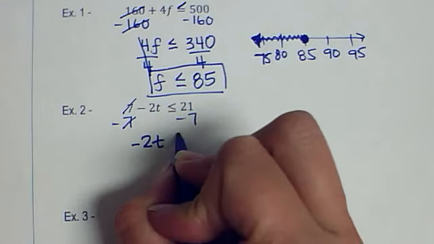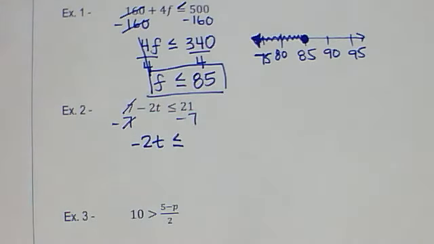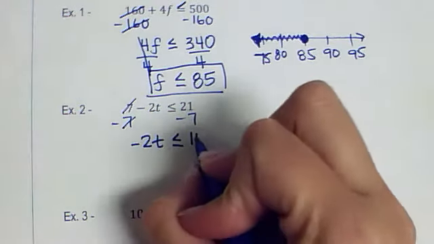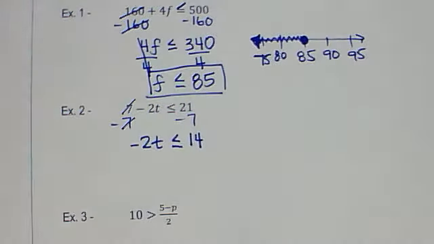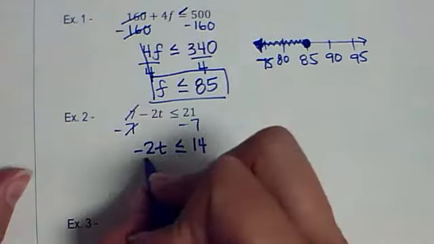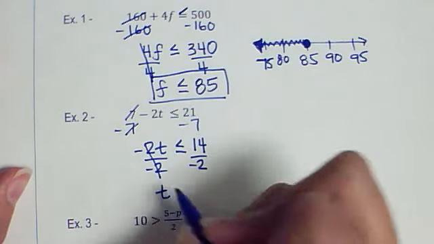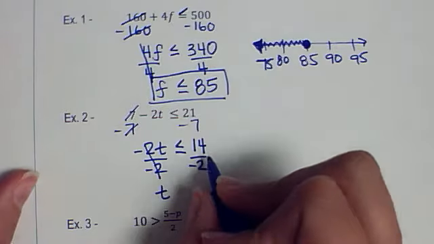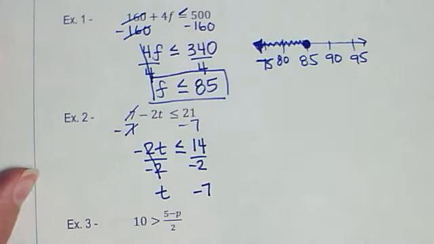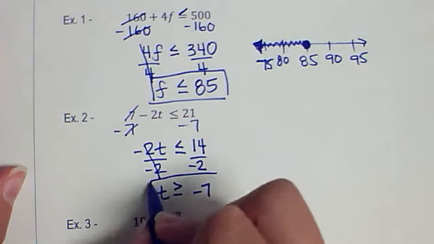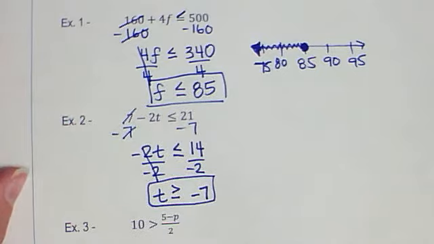Then we've got negative 2t is less than or equal to 21 minus 7, which is 14. Now to get t by itself, it's being multiplied by a negative 2, so I'm going to divide by negative 2 on both sides. I've got t. 14 divided by negative 2 is negative 7. Because I divided by a negative number, remember that means I need to flip my sign. So I flip that inequality, and that is my final answer.